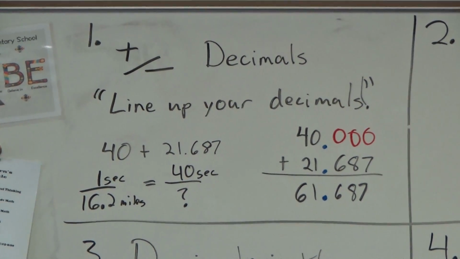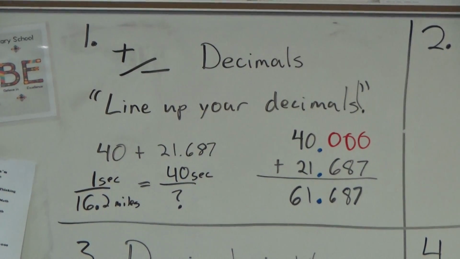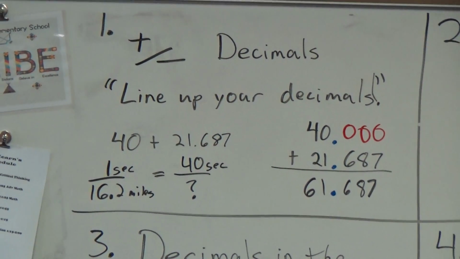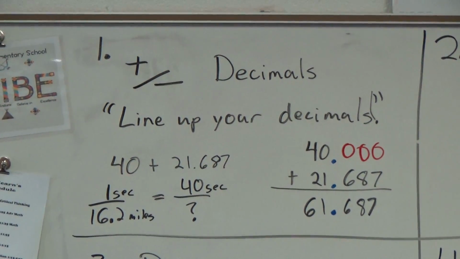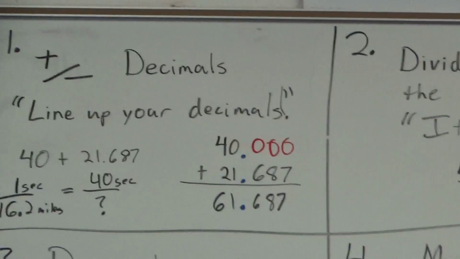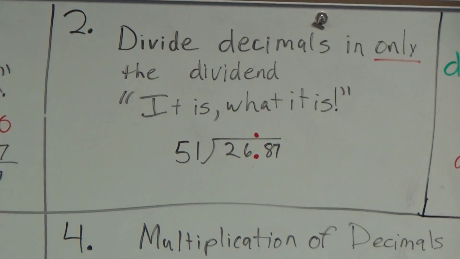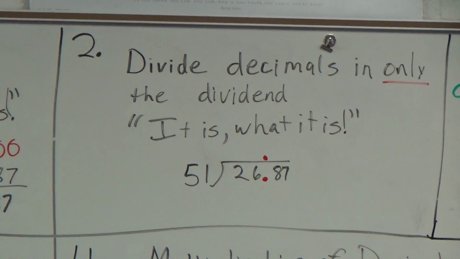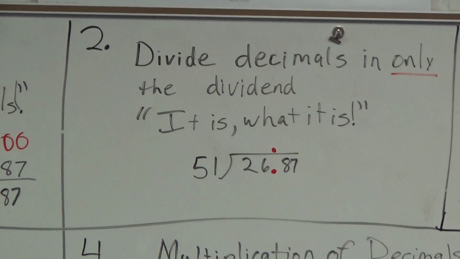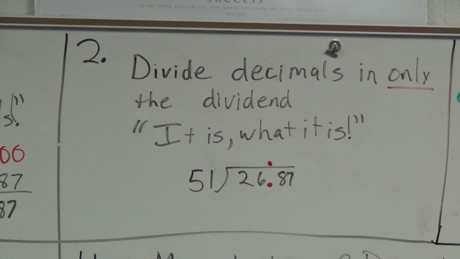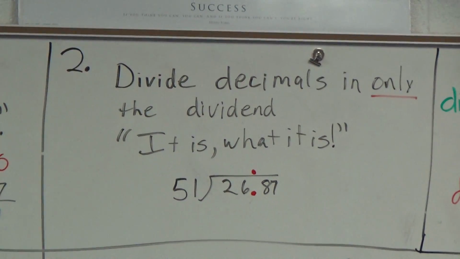So number one, for addition and subtraction of decimals, remember we're going to line up our decimals. Alright, and I got a couple examples for you there on how to do it. Number two, divide decimals in only the dividend. Okay, so if we're dividing decimals in only the dividend, remember it is what it is, and you can see there we just brought our decimal up.